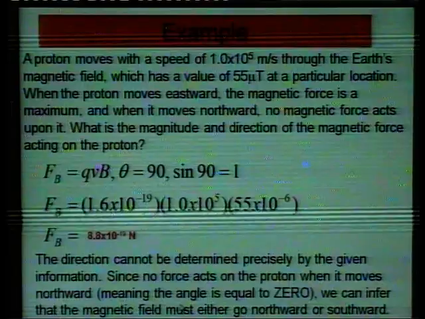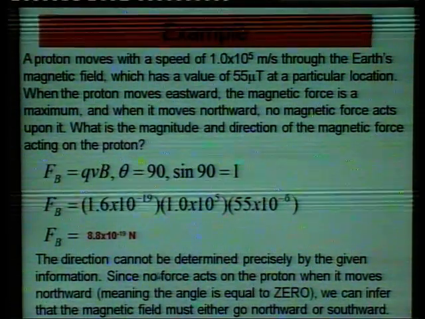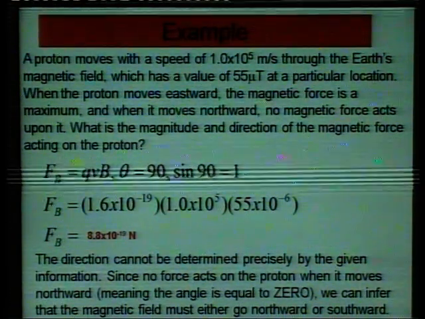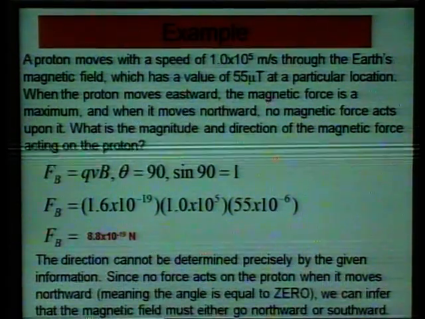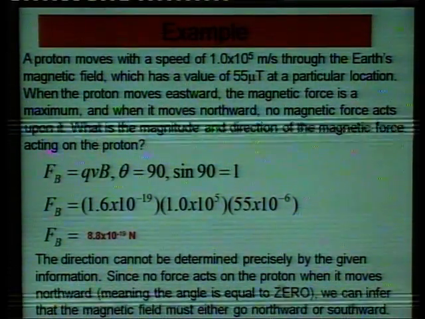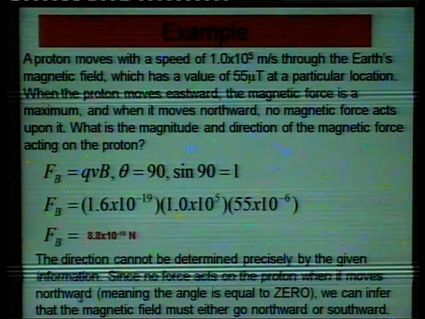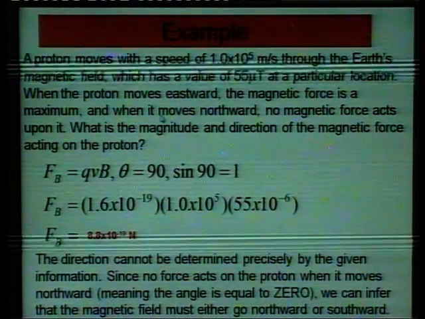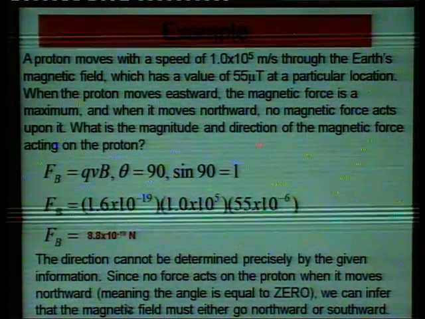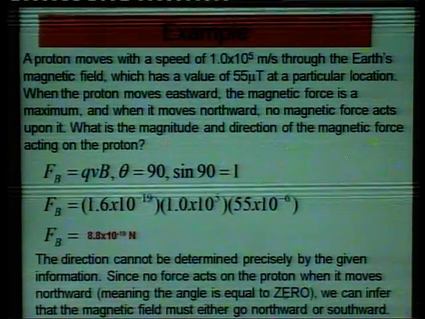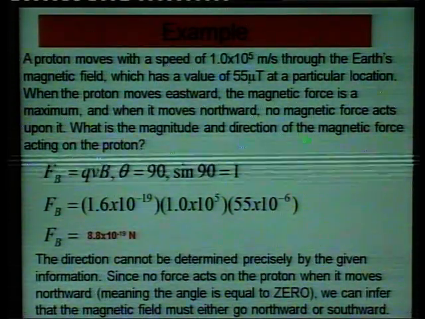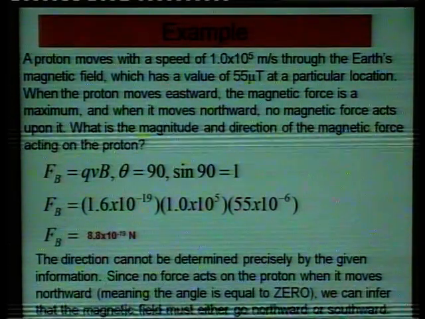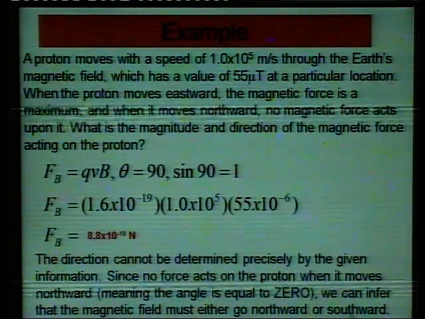Now next, about the direction. The direction cannot be determined precisely by the given information, since no force acts on the proton when it moves northward. It is written that when it moves northward, no force is acting. So this means the angle is 0. So we can infer that the magnetic field must either go northward or southward.